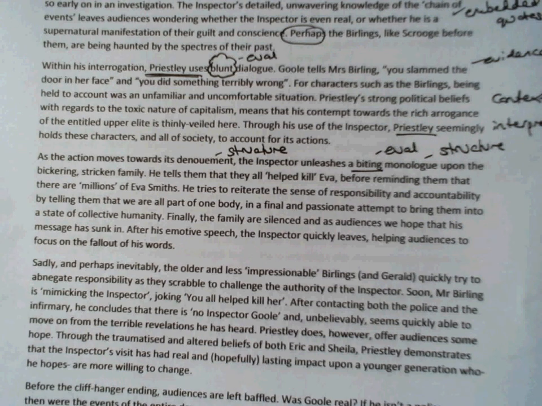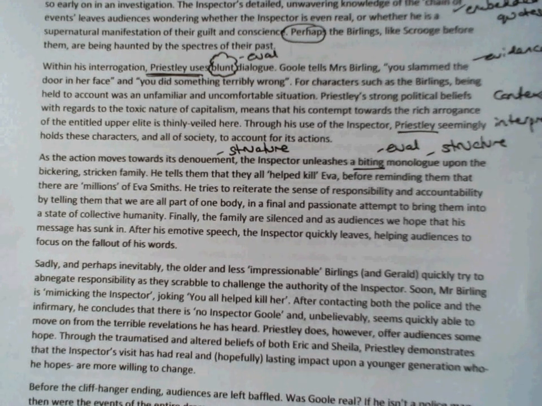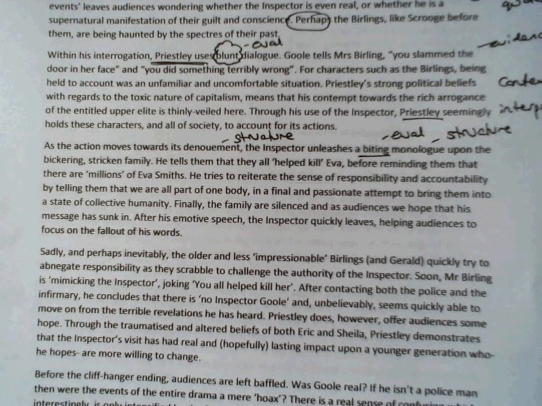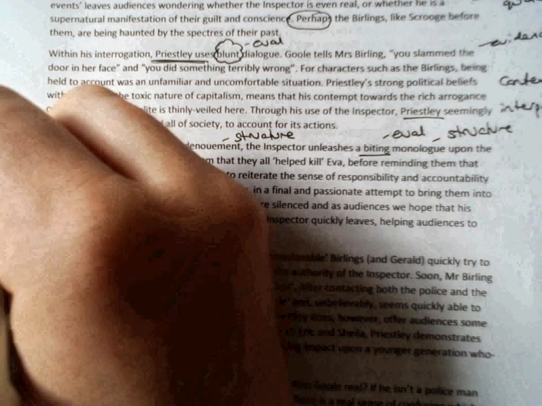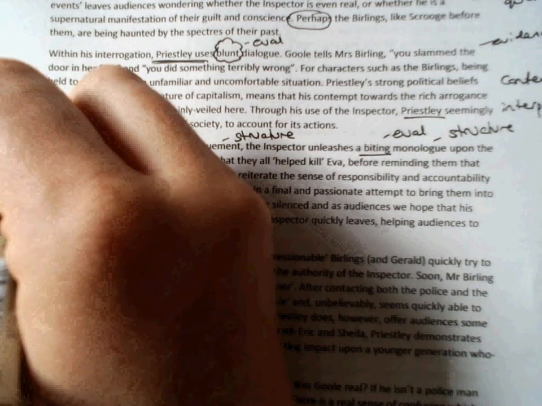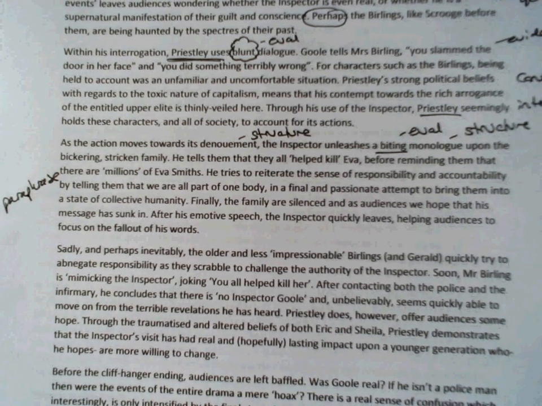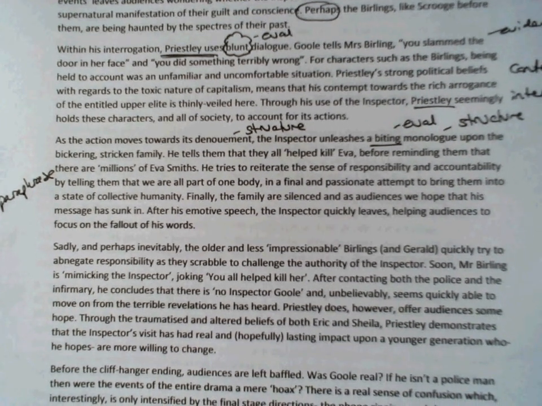He tells them they all helped kill Eva before reminding them there are millions of Eva Smiths, embedded quotes all the way here. He tries to reiterate a sense of responsibility and accountability, telling them we're all part of one body. And it's fine here within your writing to paraphrase, particularly if you can't remember full quotes, but just to incorporate them in your own way, in a final and passionate attempt to bring them into a state of collective humanity.